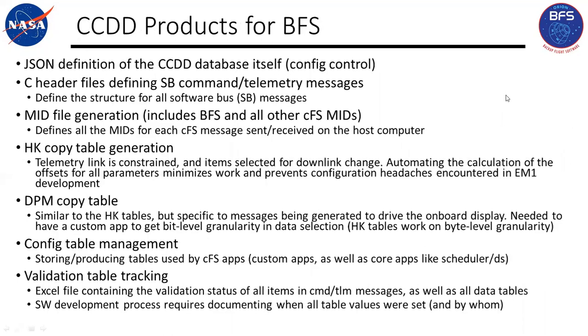So some of the things that we produce on the CCDD for BFS, those JSON files we were just discussing, those are produced by the CCDD. We generate all the header files that we use for our software bus telemetry messages. We generate the message ID file that we use to define all the MIDs that are used on the host computer. Generate that Frankenstein HK copy table message that basically lets you conserve telemetry. And then a DPM file, which is basically the same idea, but specific format that needs to be sent to the onboard displays for Orion.